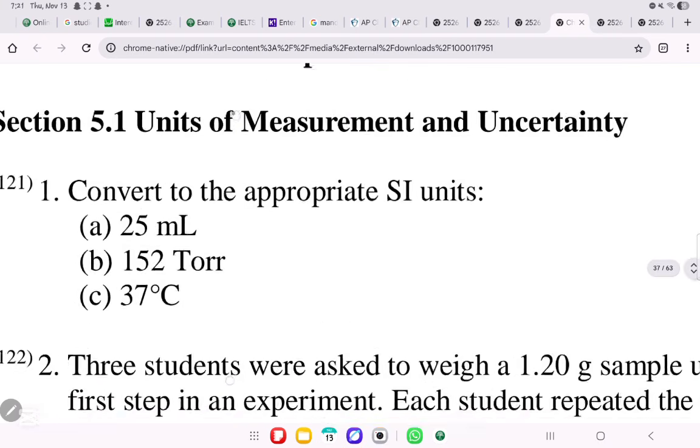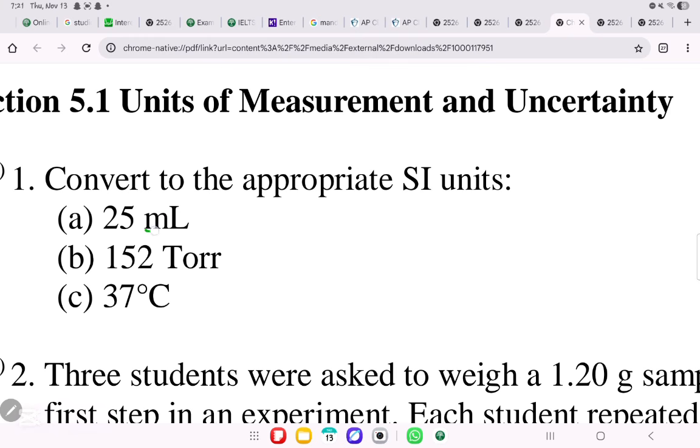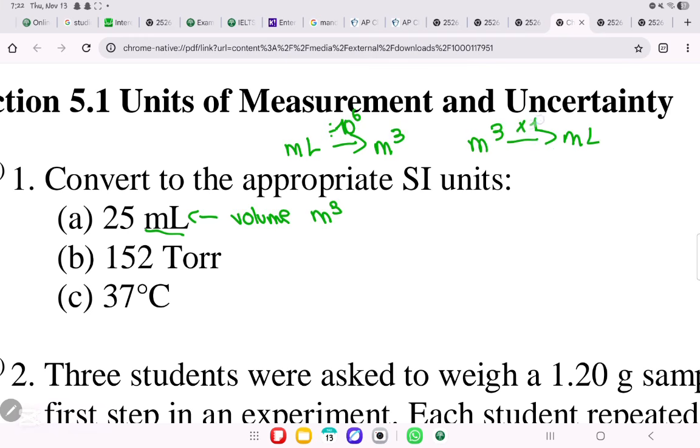So first thing we come upon is the milliliters. When we're dealing with milliliters, that means we are dealing with volume. And what's the SI unit of volume? The SI unit of volume is meter cubed. So to change from milliliters to meter cubed, what do we need to do? We're gonna divide by 10 to the power of 6. And to change from meter cubed to milliliters, we're going to multiply by 10 to the power of 6.